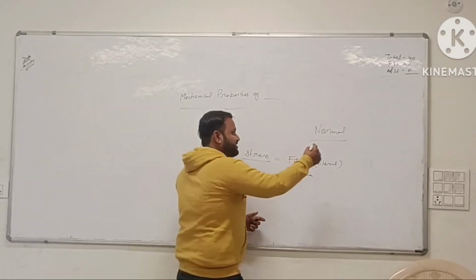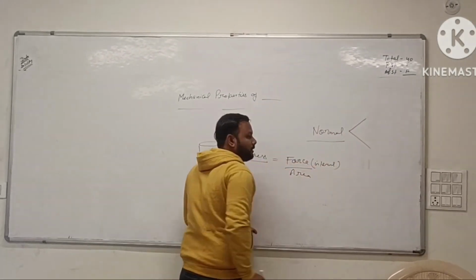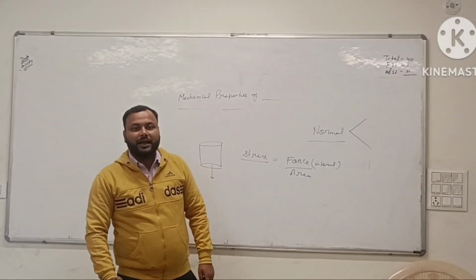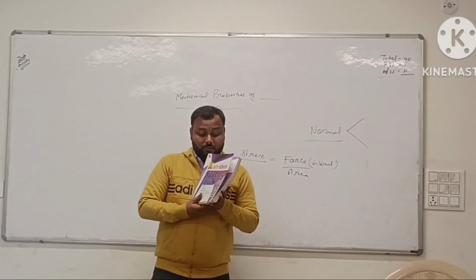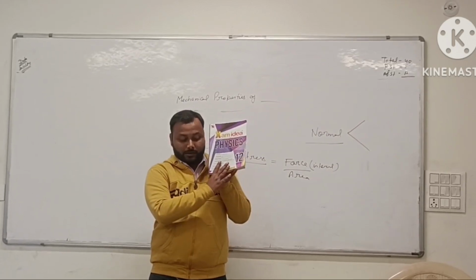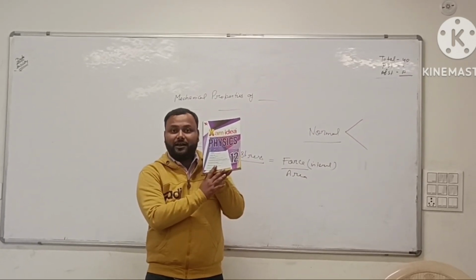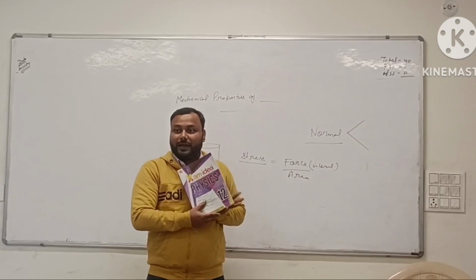One is tensile, where the length of the material will increase. Another type is compression. So when you are applying force normal to the area vector and parallel to the surface, then what is happening?